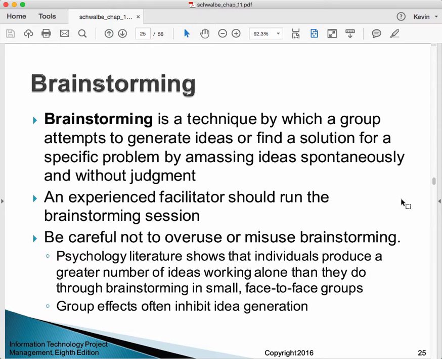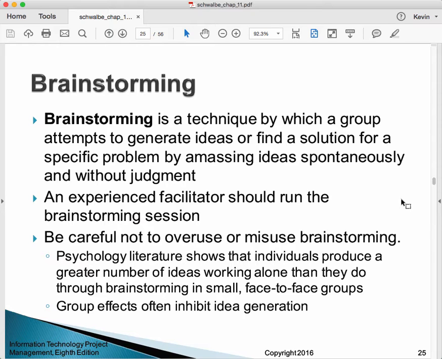An experienced facilitator should run a brainstorming session. I usually like that idea because there are times when, say, the PM, for instance, would like to be a participant without the responsibility of being a neutral facilitator. Be careful not to overuse or misuse it.